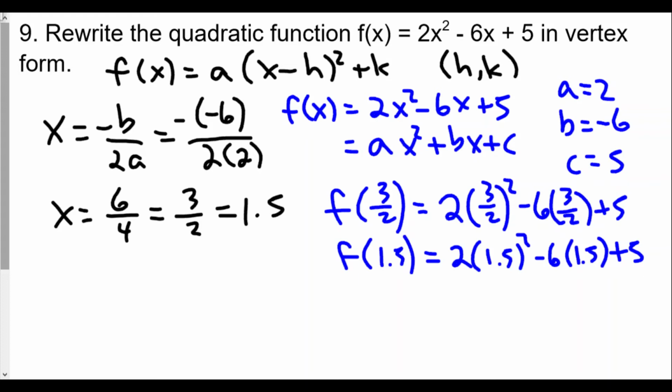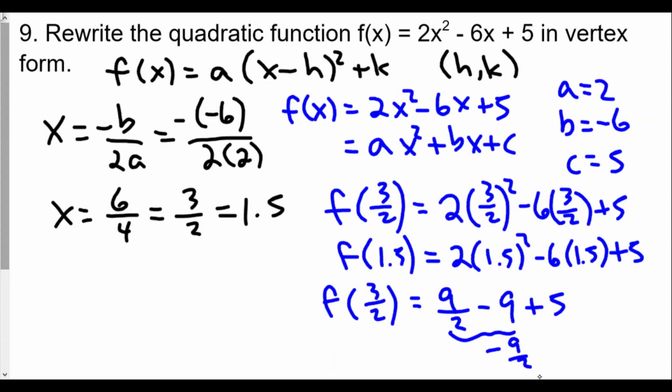And so we see here, 3 over 2 squared is 9 over 4, right? So we get f of 3 over 2 is 9 over 4 times 2, which is 9 over 2, minus 6 times 3 over 2, which is the same thing as 18 over 2, which is 9, plus 5. And so 9 over 2 minus 9 is going to be negative 9 over 2, because 9 is 18 over 2, and 9 minus 18 is negative 9. So we have negative 9 over 2 plus 5, and negative 9 over 2 is the same as negative 4.5, so we have 1/2 here. So our vertex is equal to 3 over 2, comma 1/2.